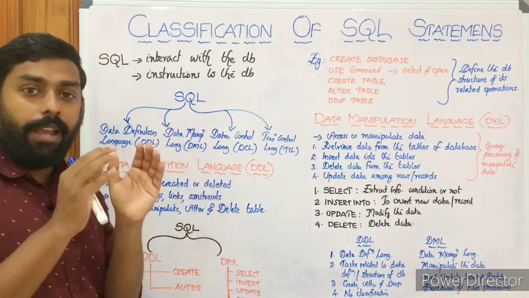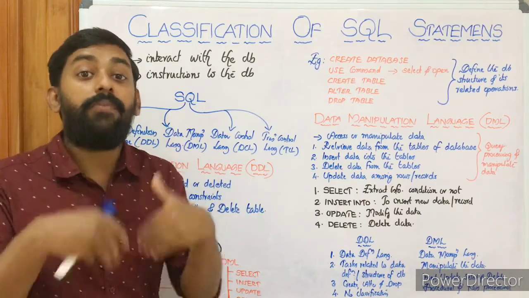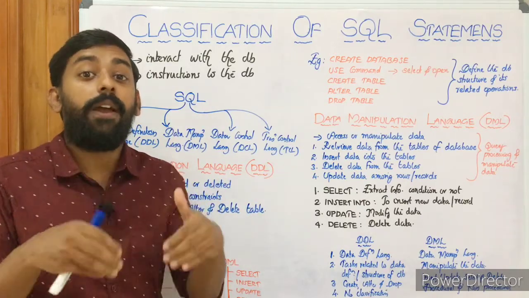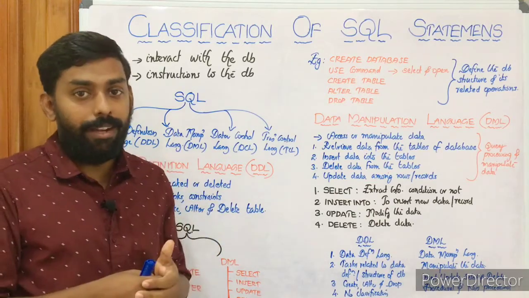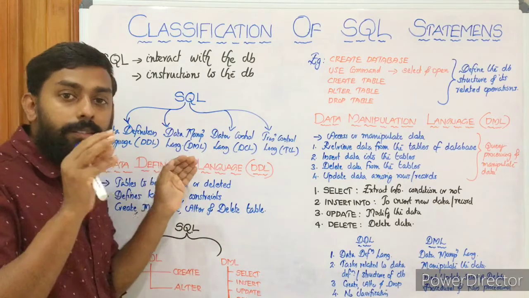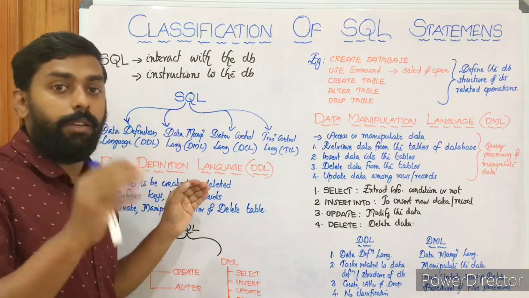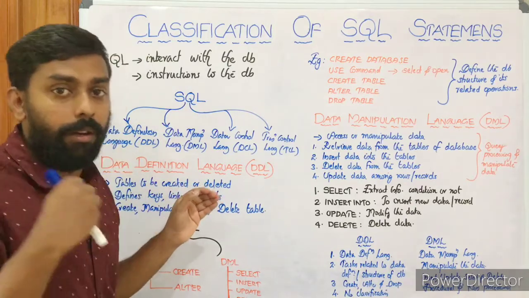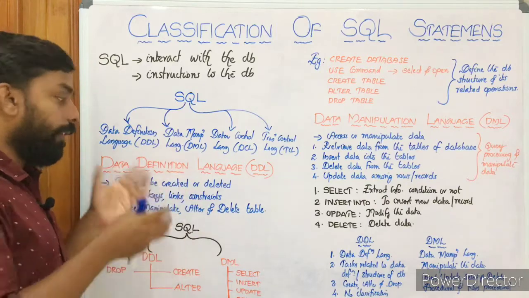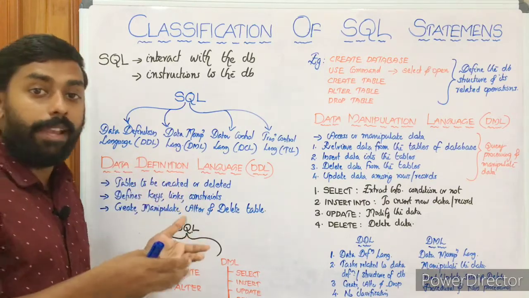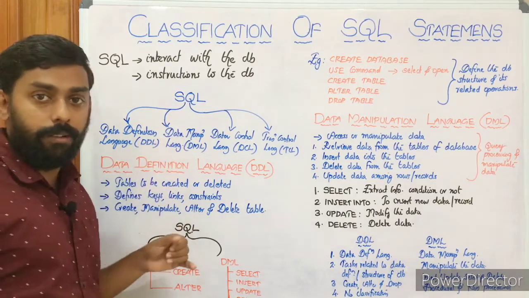Simply, from the term itself we can define it, right? Data definition means defining the data, or defining the structure of the database. So DDL commands are associated with the structure or definition of a database object. Here we consider the database object to be our table, right? Yes, so tables can be created or deleted using DDL commands. We can create tables or delete tables. Then it defines keys, links and constraints.